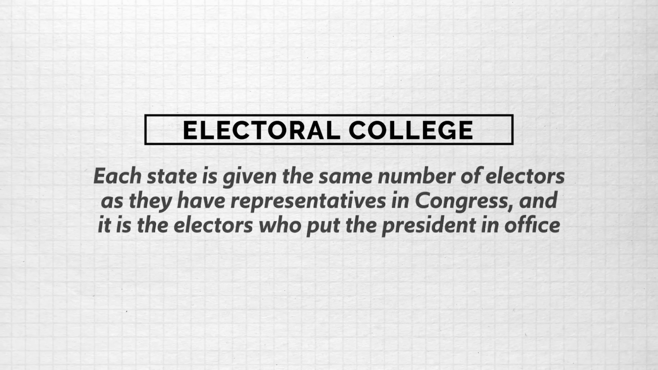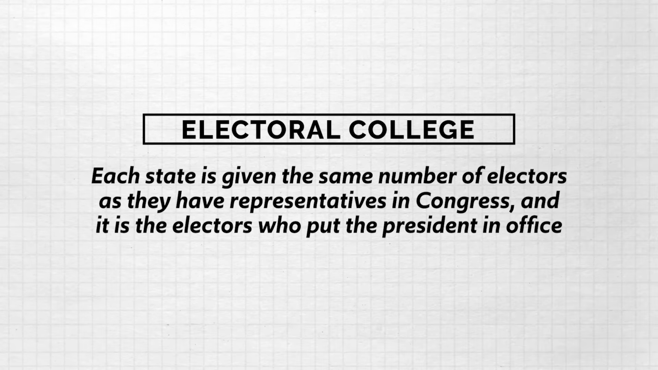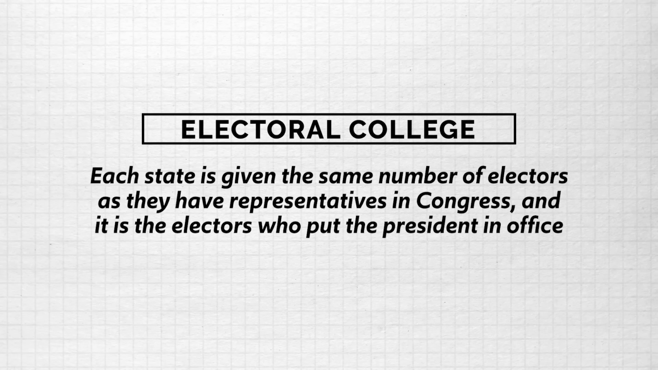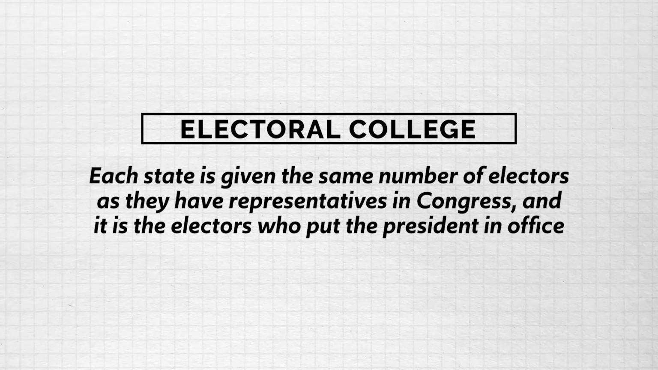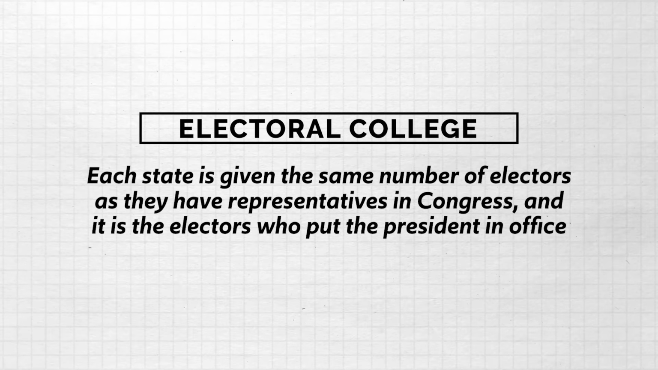In this system, each state is given the same number of electors as they have representatives in Congress, and it is the electors who put the president into office. Now, states can make their own decisions about who those electors are going to be, but regardless, the presidential election is in their hands and in no one else's. Now, there are two more compromises you need to know, and they both deal with slavery, which, as you can imagine, was a topic that got a little tense.